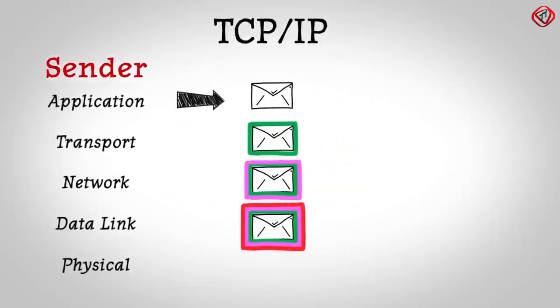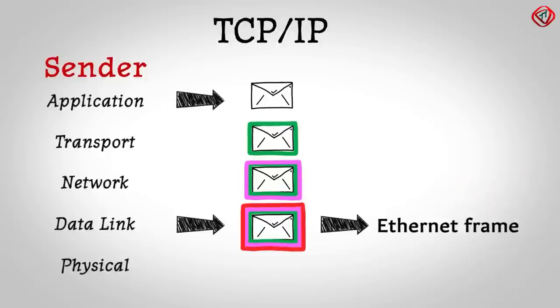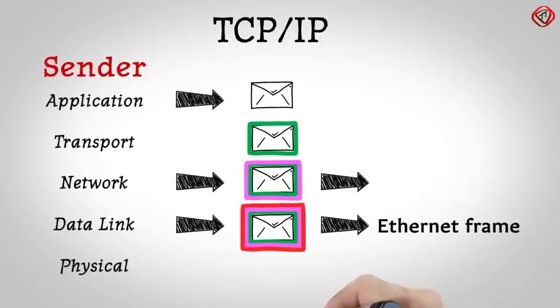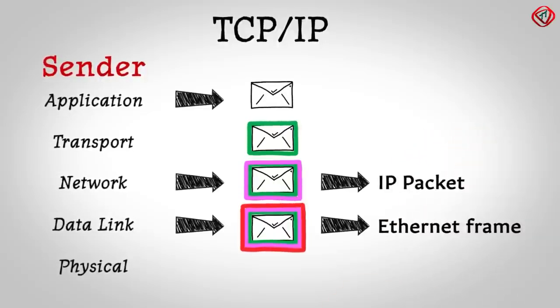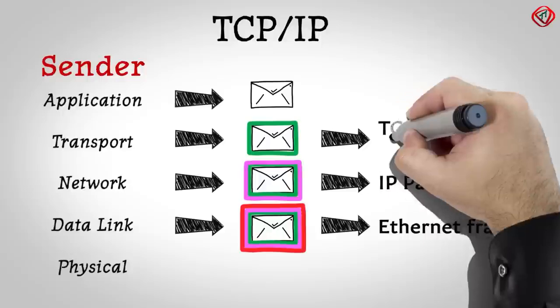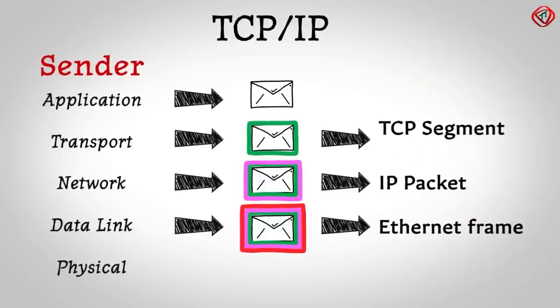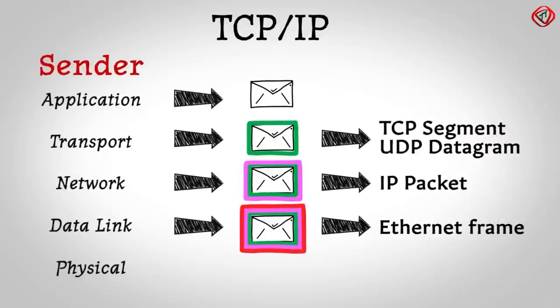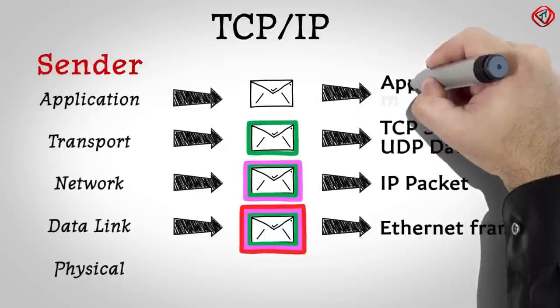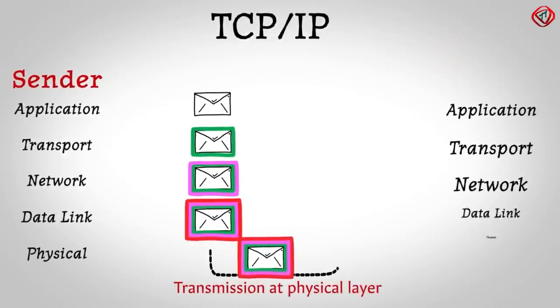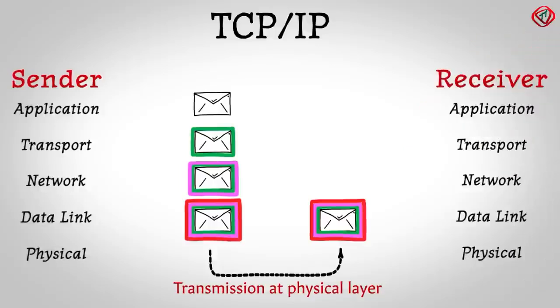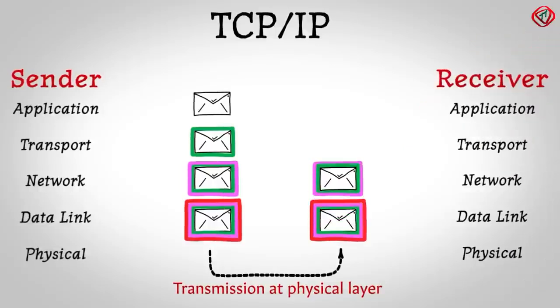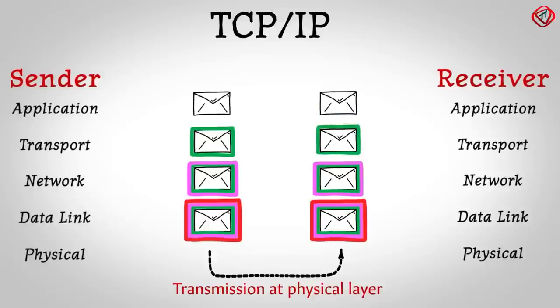The data unit in the data link layer is called an Ethernet frame. In the network layer, it is called an IP packet. If it is in the transport layer, it is called a TCP segment in case of TCP protocol and UDP datagram in case of UDP protocol. In the application layer, it is called an application message. The peer layer removes the header at the receiving node and passes the remainder upwards layer by layer till the message finally reaches the application layer.